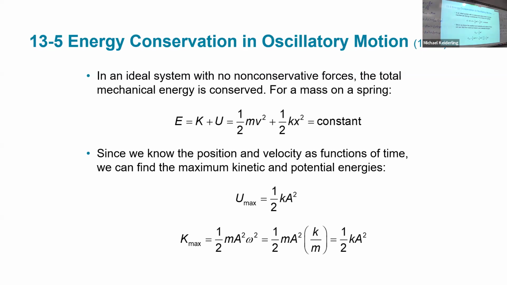And if you want, you can plug these in as positions as functions of time. So we can find the maximum kinetic and potential energy. The maximum potential energy is 1/2 Ka squared. The maximum kinetic energy is 1/2 mass times amplitude squared times omega squared, which is 1/2 mass times amplitude squared times K over M, which is 1/2 Ka squared, the same value.